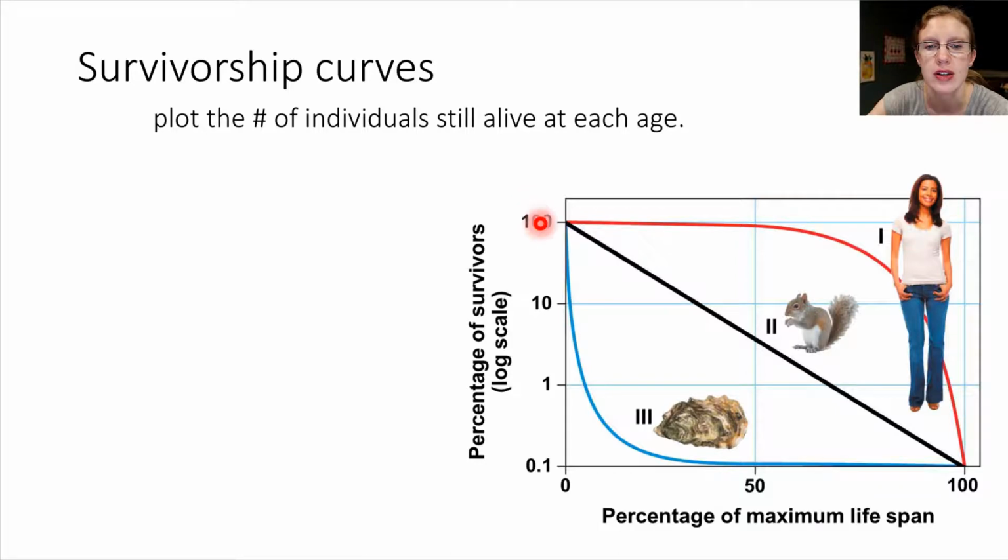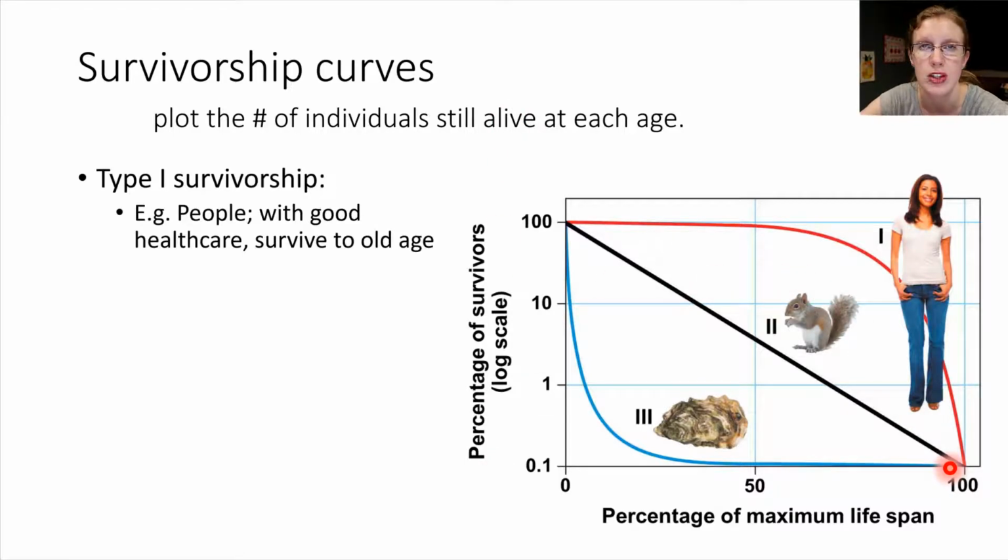So this graph stays straight for a while, and then it curves off, and the percentage of survivors on this axis eventually goes to 0. That's a type 1 survivorship curve. A type 3 survivorship curve, let's look at this one. Initially, individuals are produced, but a lot of them die off right from the get-go. So not very many individuals are surviving to old age.